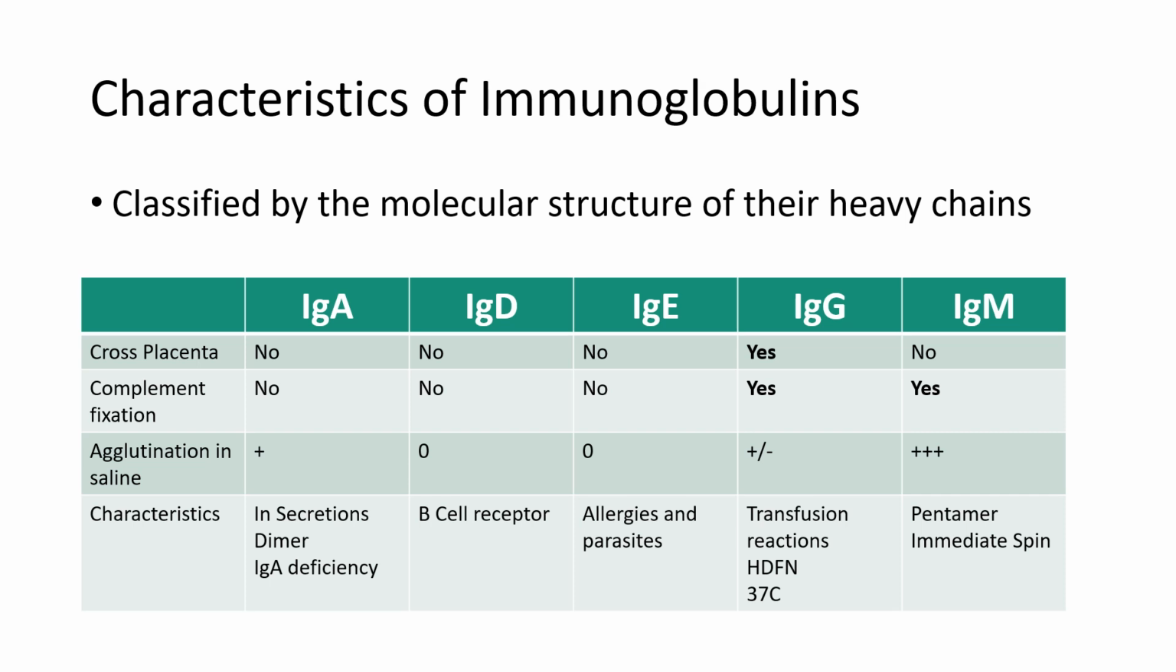IgA antibodies are a dimer, and it's a problem when you have people with IgA deficiency. IgD is a B cell receptor. IgE is found elevated in allergies and parasites. IgG is a problem with transfusion reactions and hemolytic disease of the fetus and newborn, and they react at 37 degrees Celsius. IgM is a pentamer. It reacts at immediate spin. These are also the ABO antibodies, which, if you don't select the right blood type, can cause deadly transfusion reactions.